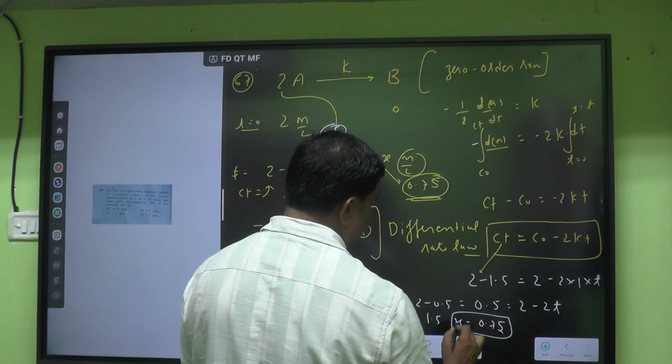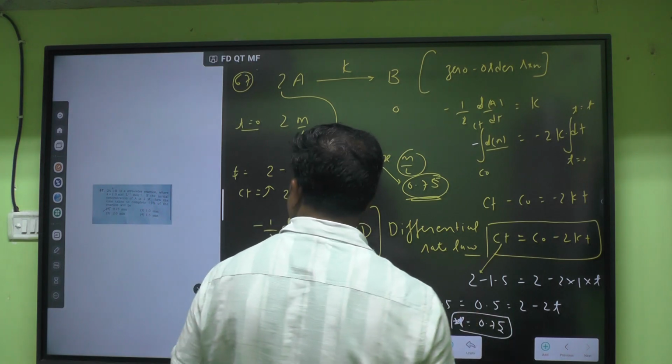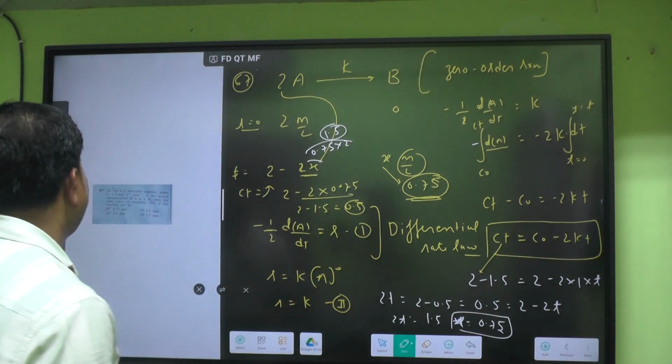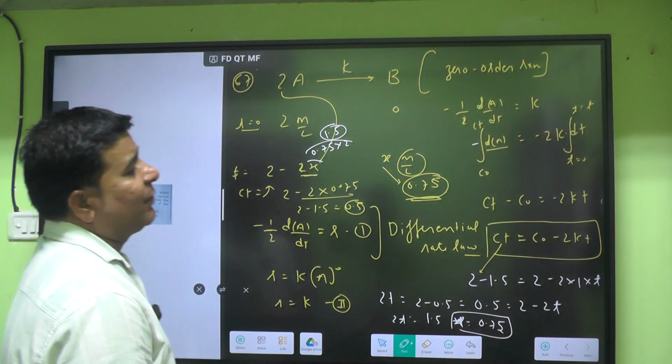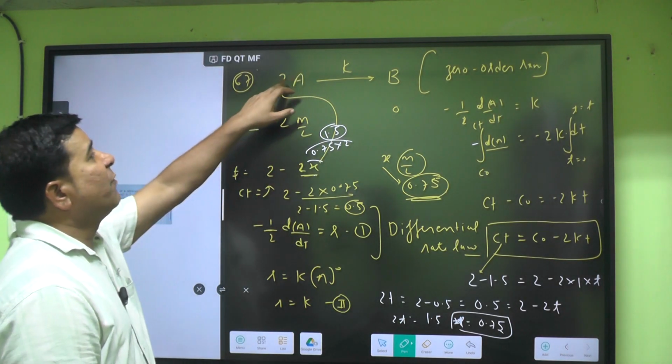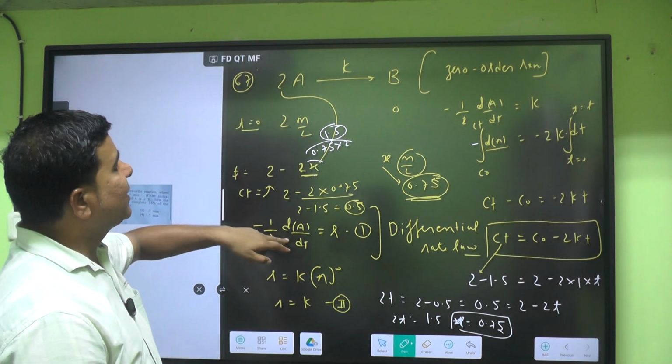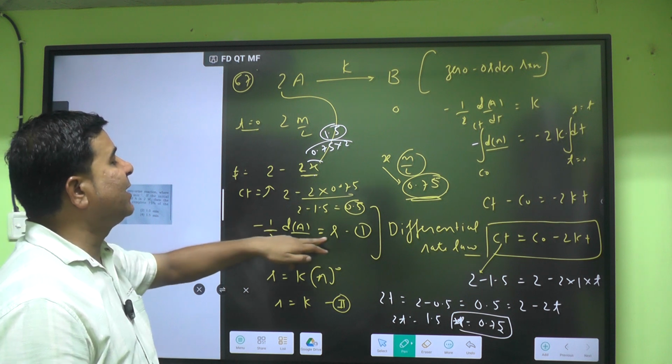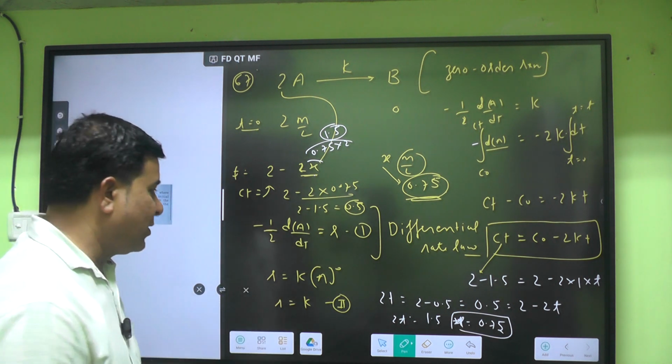Understood everyone? Now what is the time required? 0.75 minutes, it will be 75% dissociated. Very easy question. Remember this coefficient is 2. That's why, according to the differential rate law, we can write 1 by 2 dA by dt is equal to r. According to the rate law, do you know the rate law?